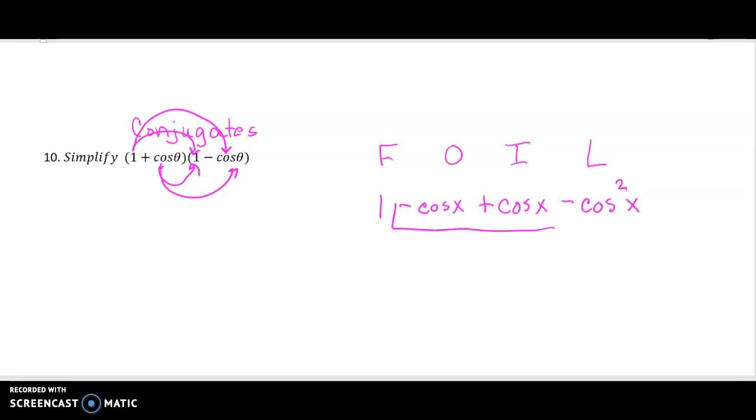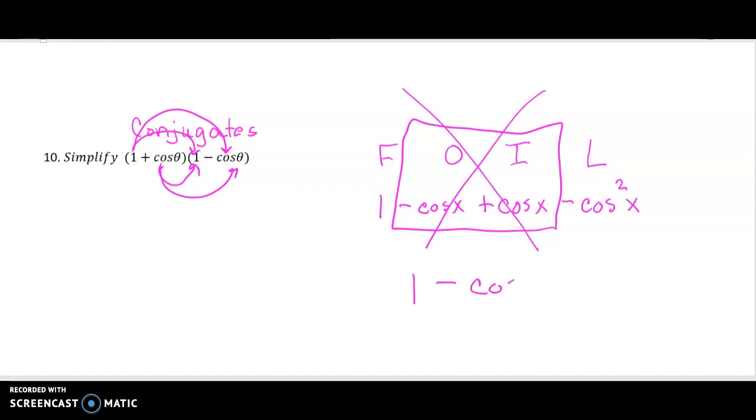We're going to notice when we multiply conjugates together, the outside and inside cancel out. So really, all you need to multiply together is the first times the first and the last times the last. And if you look at your identities, 1 minus cosine squared is sine squared x. So we always are trying to simplify to the simplest form.